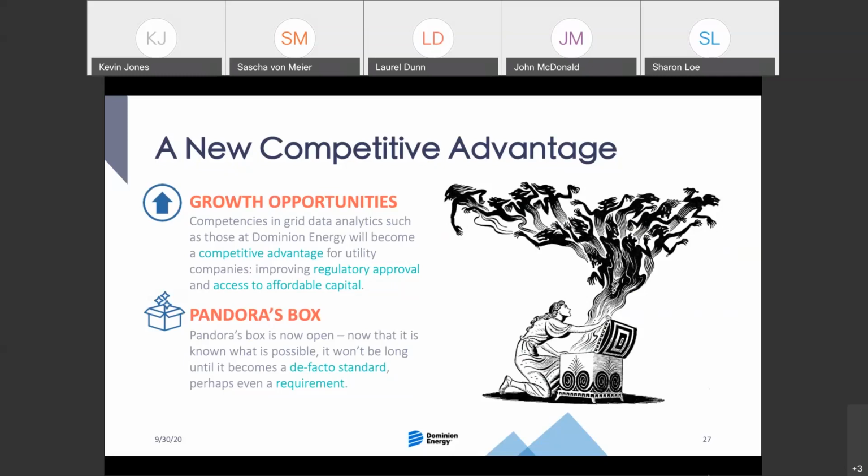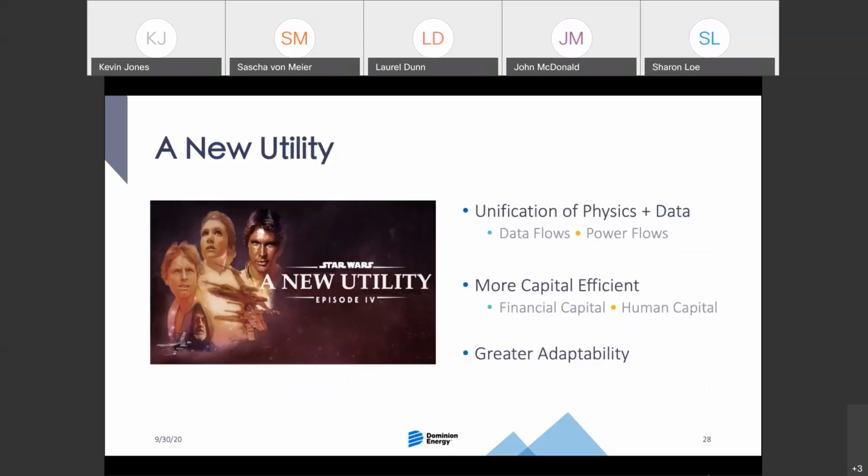And I think it's going to affect regulation. I think there'll be a point where your ability to analyze certain aspects of the grid with high resolution data is going to be mandated. And so it sort of leads into this idea of a new utility. And if we were going to describe what that new utility looks like, I think there are three characteristics that matter.